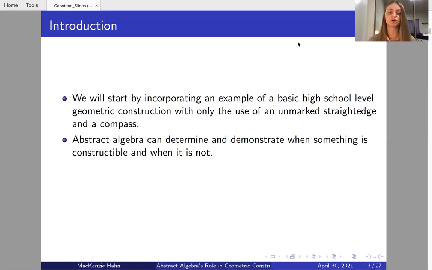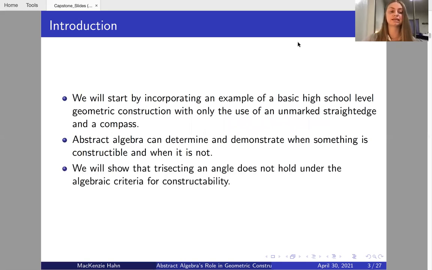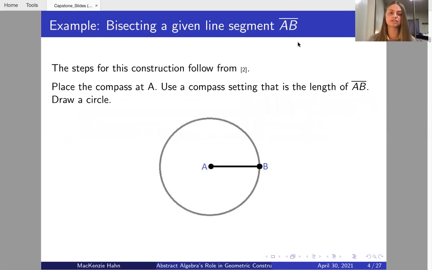Abstract algebra can determine and demonstrate when something is constructible and when it is not. By the end of this presentation, we are going to show an example, and that example is going to be trisecting an angle, and we're going to show that that does not hold under the algebraic criteria for constructability. So starting with that geometric construction, we are going to bisect a given line segment AB.